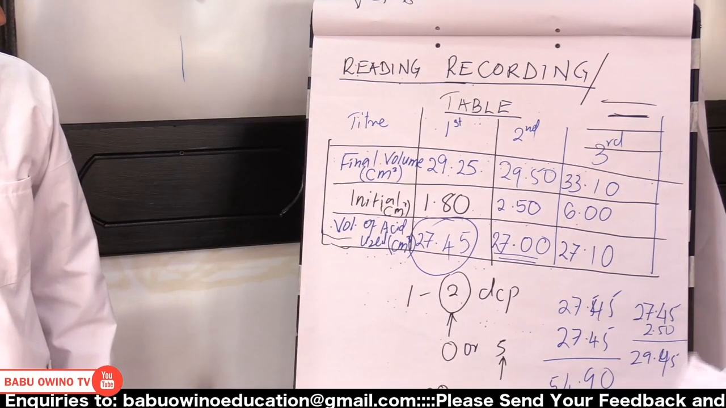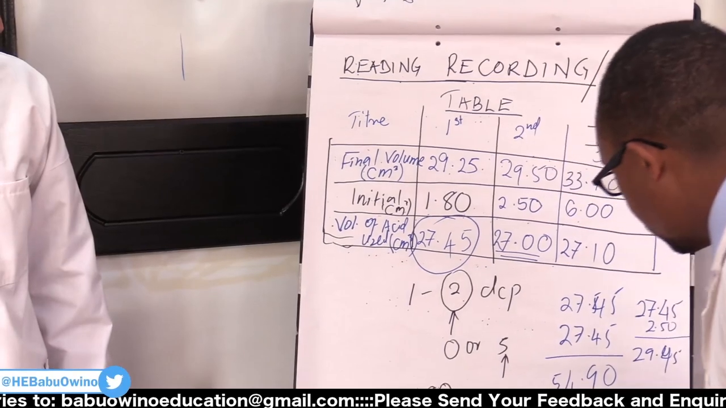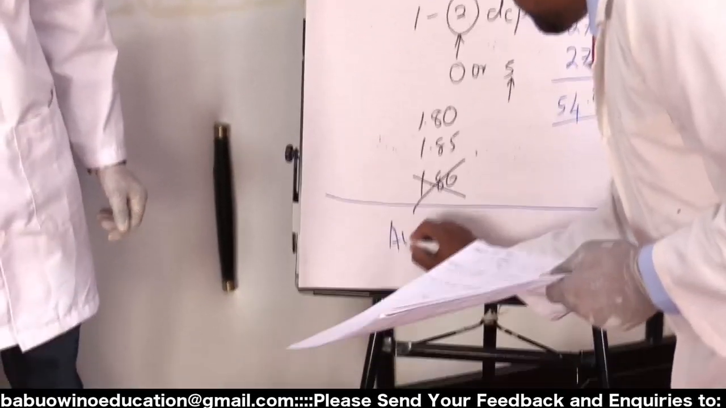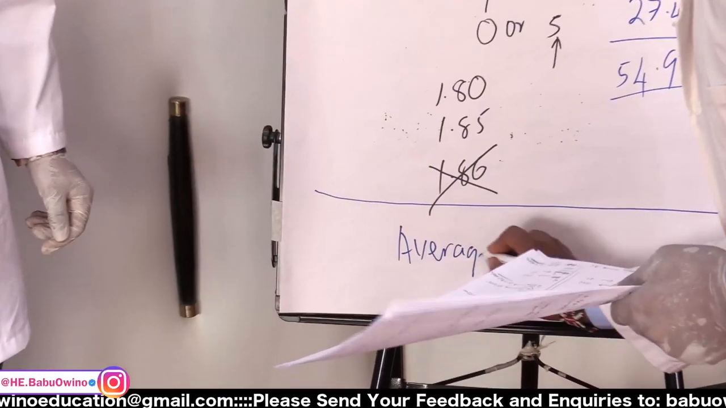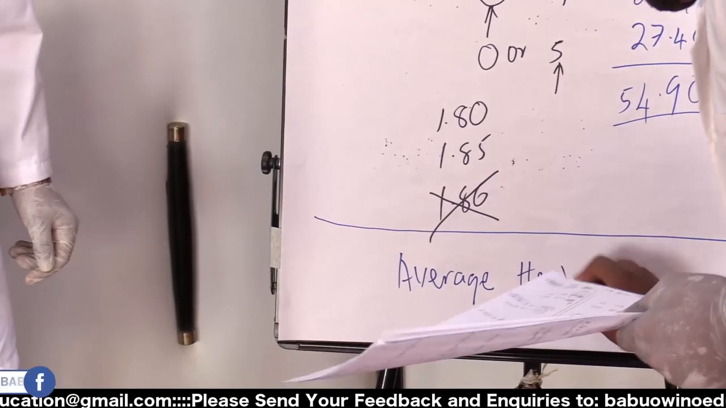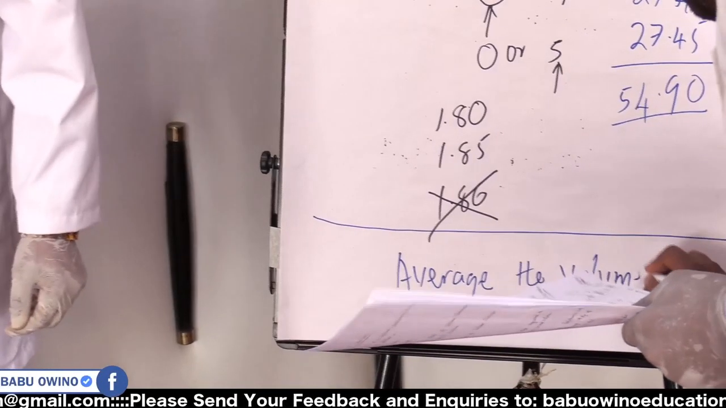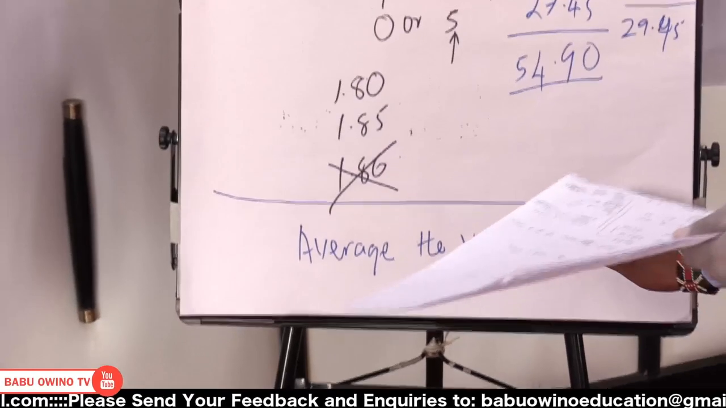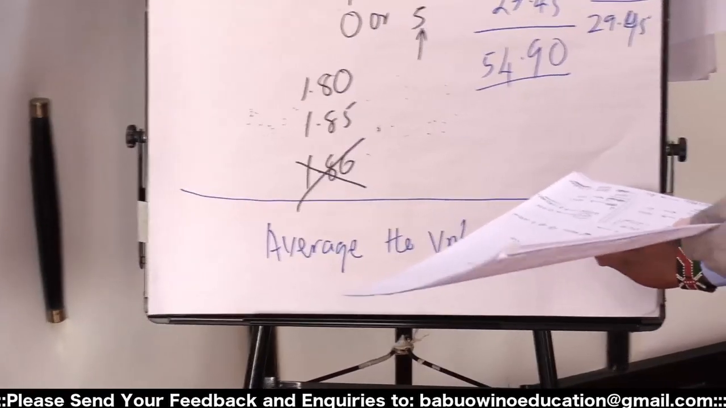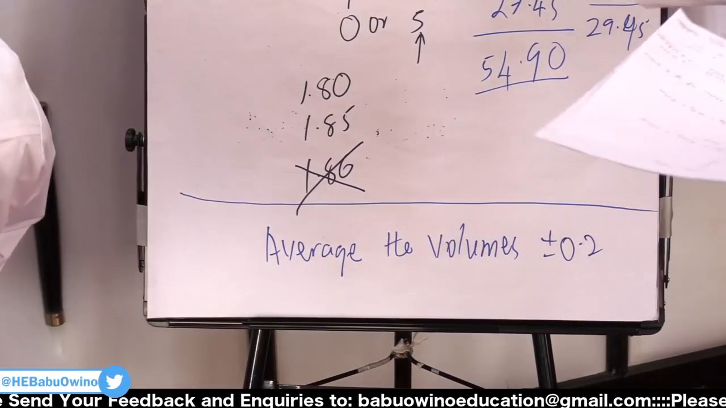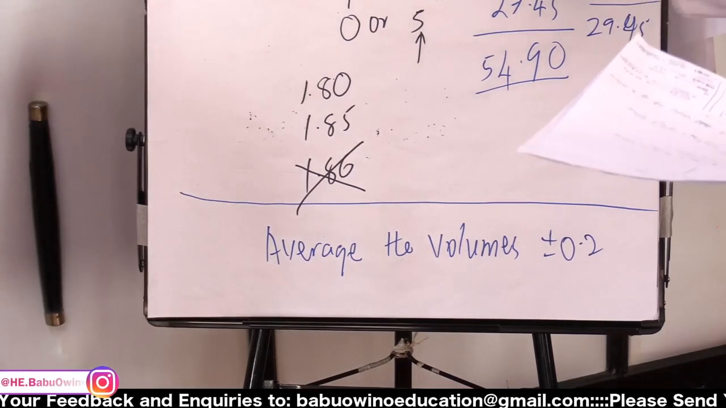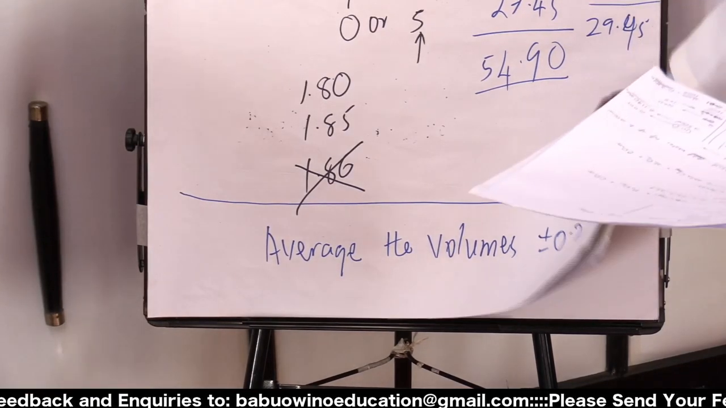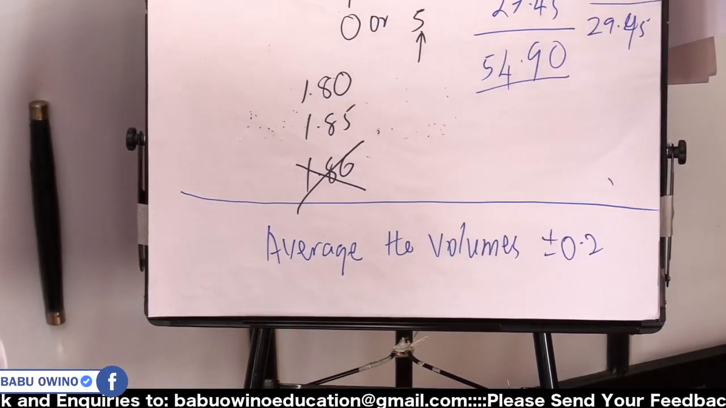So in this case, you only average. Here you average the volumes within plus or minus 0.2. So the ones that are within that are this and that. Now, where do we move from there?